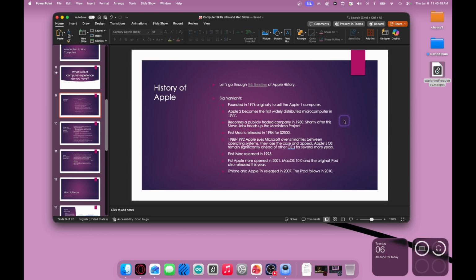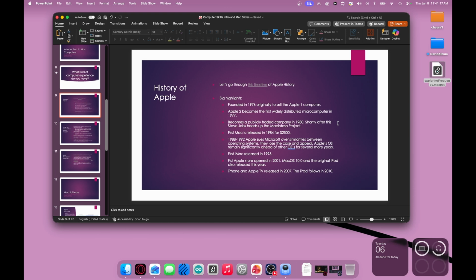In 1984, the first Macintosh, or Mac, was released for a whopping $2,500. Again, that's in 1984 money, so these are not cheap devices. They are and always have been more expensive. The idea being they want to cultivate this premium experience that we'll talk about. And then there's other reasons as well. But again, we'll talk about it as we go.